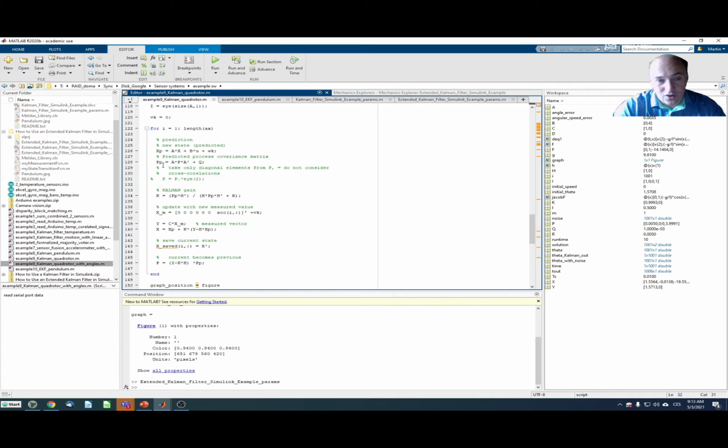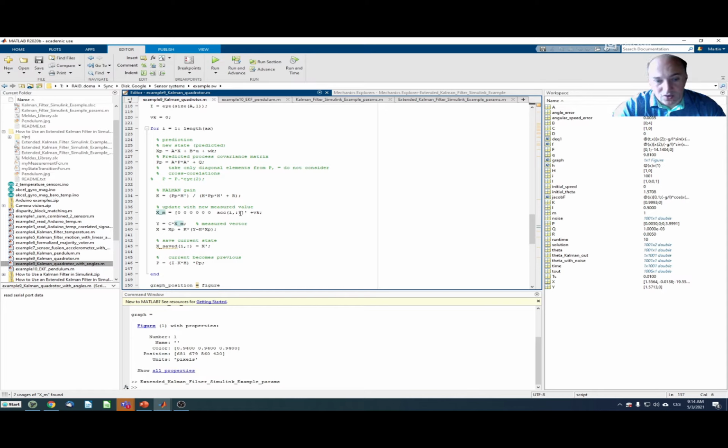So I make a prediction based on what I know about my system, and I calculate some new predicted state that will correspond to my model, and I calculate the predicted process covariance matrix. Then I calculate the Kalman gain. We have seen all those equations in the previous lecture, and now it's time to update the measured state vector x with the measured value.